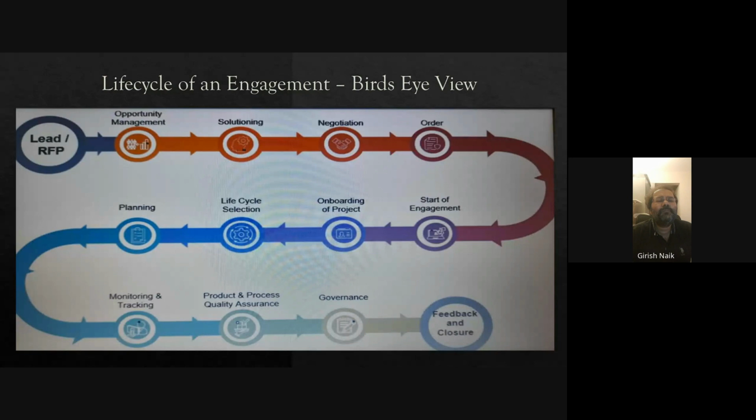Then comes the product and process quality assurance. So first one, product quality assurance, where the critical review happens from a technical perspective, right? See, just to give an example, if I take a design document, right? So I have a design phase, a design document. The subject matter expert reviews the design document and sees whether the design is done properly or not, right? So this is what I do.